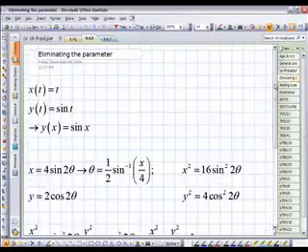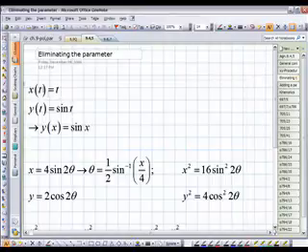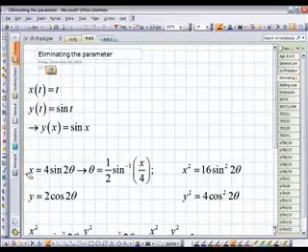Starting with this, if you have x of t is equal to t, y of t is equal to sine t, you can simply substitute and you get y of x equals sine x. Now that's good for some equations, but not for others. In this situation, x is equal to 4 sine 2 theta, y is 2 cosine 2 theta. If we solve this for theta, we get this expression. Plug it in here, really is a mess. There's a much better way to do it.